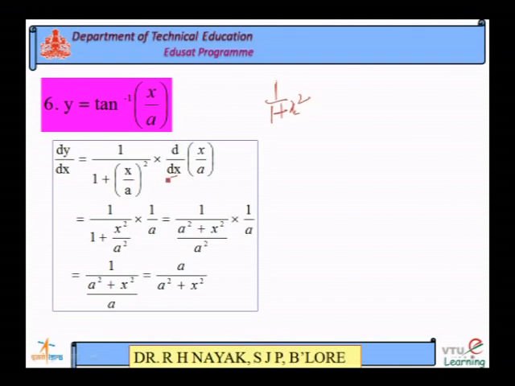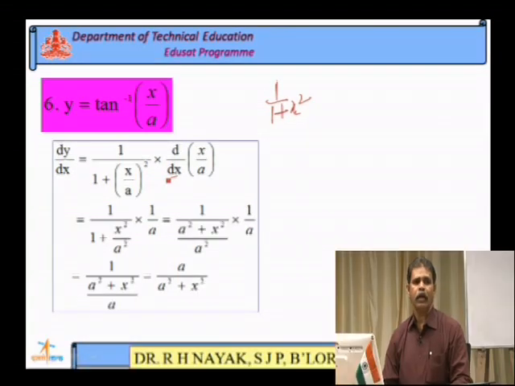So, differentiation of function x by a is constant, therefore, we have to keep 1 by a as it is and differentiation of x is equal to 1. Finally, it can be simplified by LCM method. So, 1 plus x square by a square is equal to, take a square as LCM, a square into a square plus x square into 1 by x. So, this a and a can be cancelled and this a is taken to the numerator, the a divided by a square plus x square.